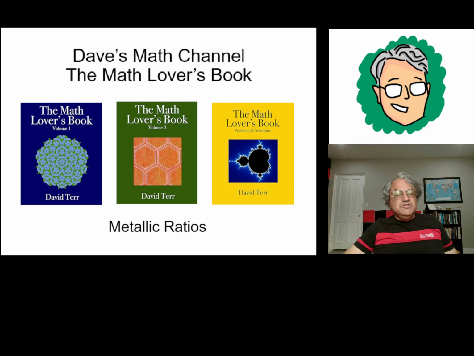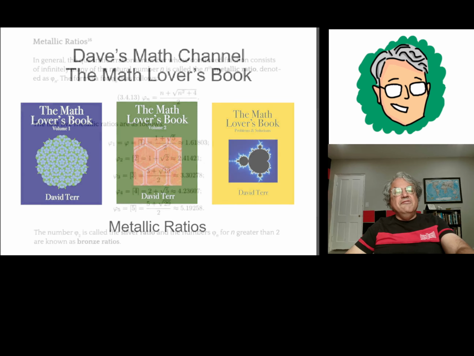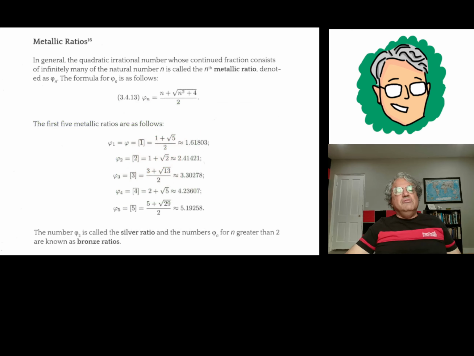I'm up to section 3.4 of volume 1, which is on Fibonacci numbers and the golden ratio. This is my fifth video on this section, and it's on what are called metallic ratios. This is going to be a pretty short video. I'm just going to define what metallic ratios are. They're analogues of the golden ratio, which I talked about the last few videos. Anyway, let's begin. So, how do we define a metallic ratio?